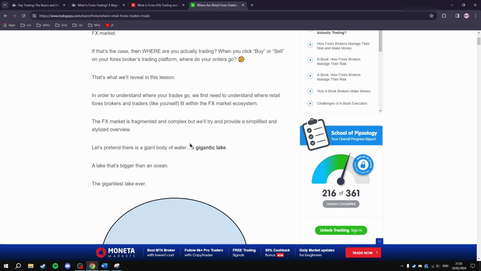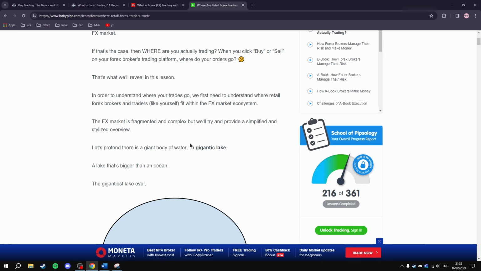In order to understand where your trades go, we first need to understand where retail Forex brokers and traders like yourself fit within the FX market ecosystem. The FX market is fragmented and complex, but we'll try to provide a simplified and stylized overview.